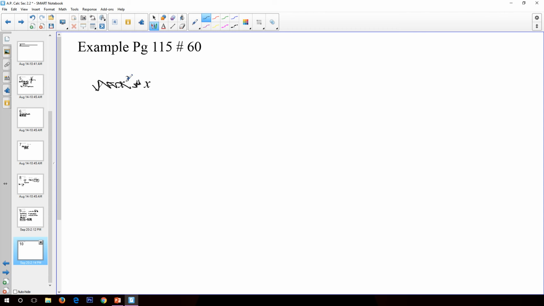I want to rewrite this as y equaling x to the third minus x. And this says find the values of x where y has a horizontal tangent line.